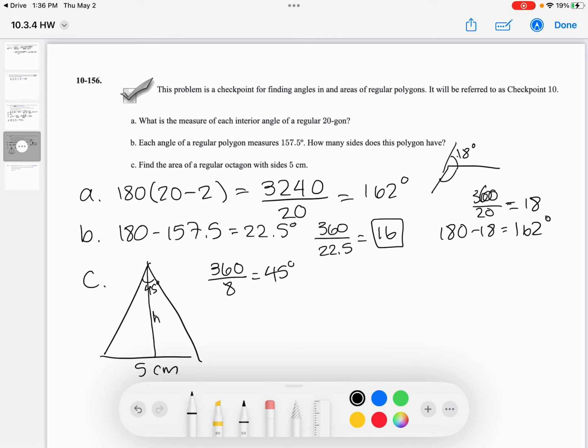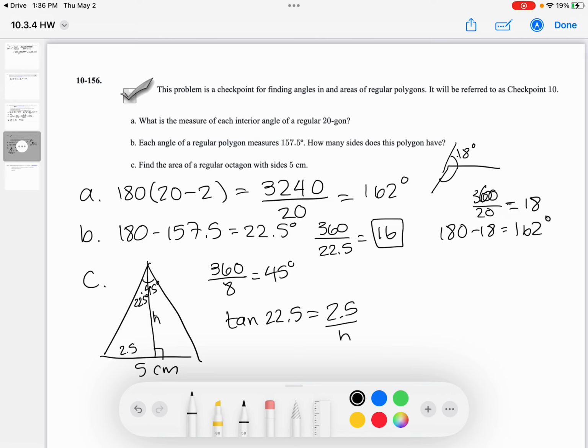The height, let's call that h, and make a right triangle there. If I divide my pizza slice into half, now I know this angle is 22.5, right? I divided 45 in half. And I know if I divide this base in half, I get 2.5 centimeters. And I can set up a trig ratio, right? I could say tangent of 22.5 equals, here's my angle, opposite over hypotenuse. And 2.5 is opposite of that angle.